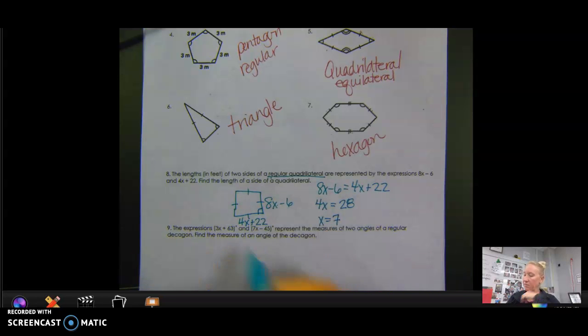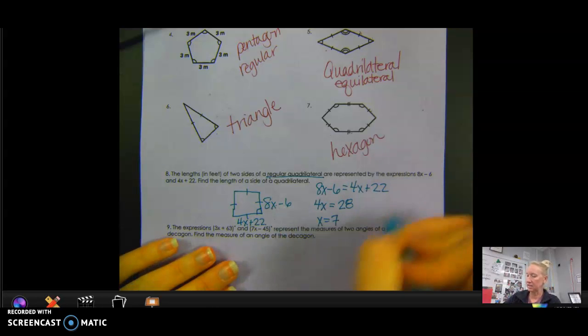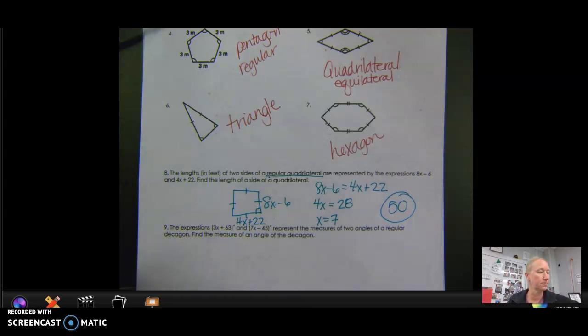Once I've done that, I'm going to plug it back in. I can plug it into either because it'll give me the correct answer. Actually, I'm going to plug in right here. 8 times 7 is 56. 56 minus 6 is 50. So the side lengths are each 50 feet.